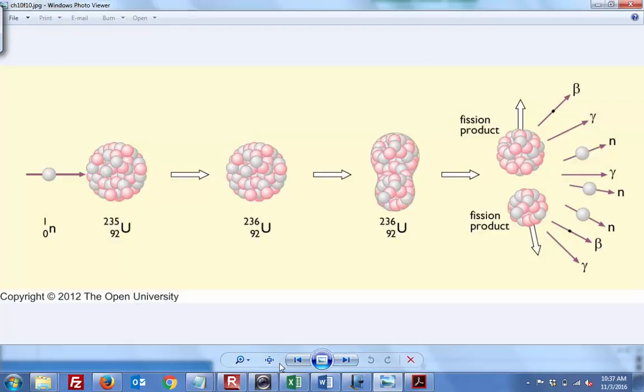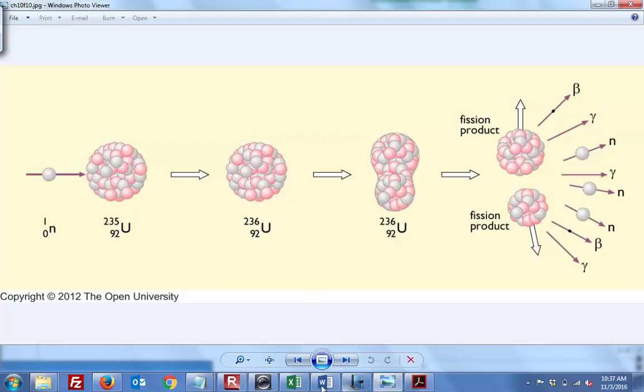Here's something we briefly discussed last time. So if I shoot a neutron at uranium-235, remember uranium-235 is unstable because of the lack of neutrons. Uranium-238 is more stable because it has more. It becomes uranium-236, which itself is unstable.